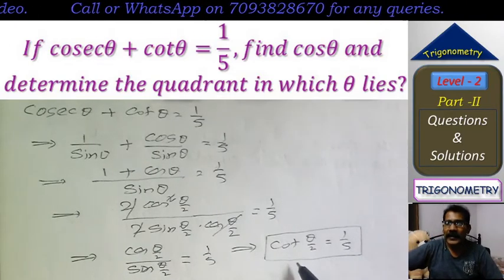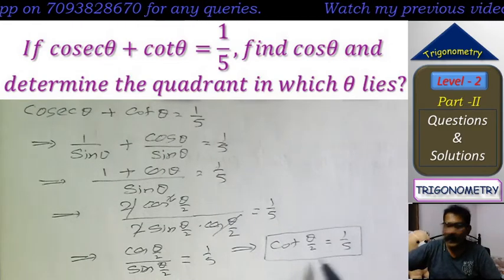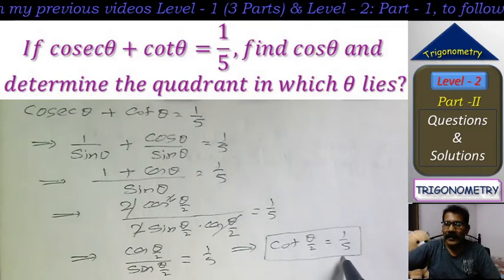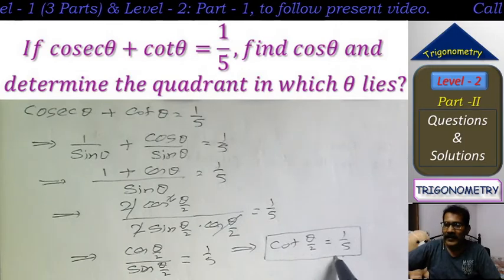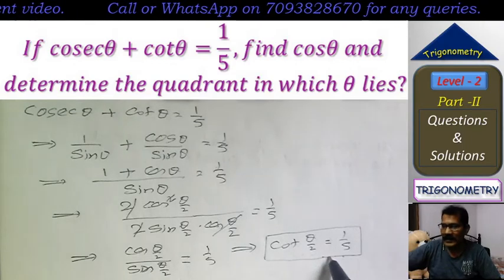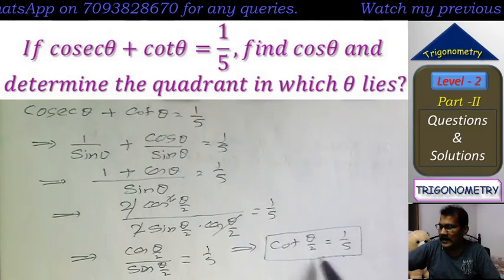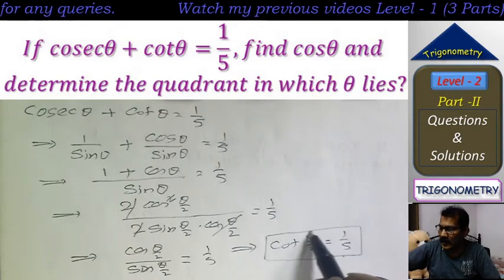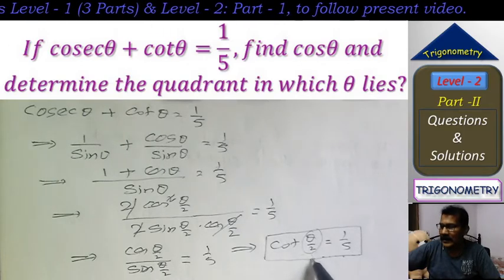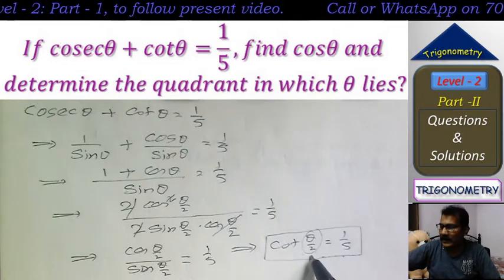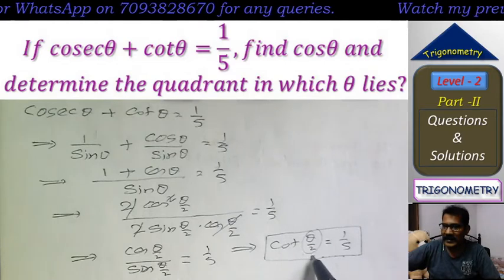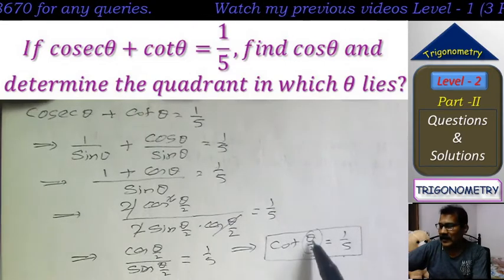But before finding cos theta value, let us discuss the theta location from this result. Here cot theta by 2 we got positive, means this cot is positive in which quadrants? Cot theta is positive in first quadrant and third quadrant. Am I right? So if it is in the first quadrant, then theta by 2 must lie between 0 and 90 degrees. If it is in the third quadrant, theta by 2 should lie from 180 to 270 degrees, right? So there are two possibilities of theta by 2 location.